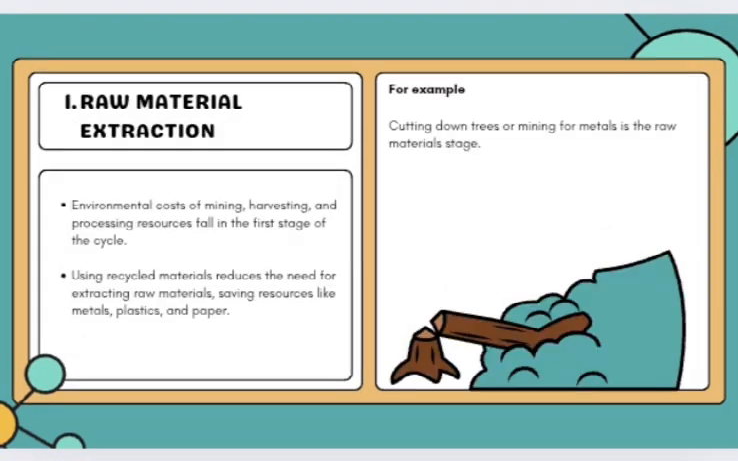The very first stage is raw material extraction. Environmental costs of mining, harvesting, and processing resources fall in the first stage of the cycle. Using recycled materials reduces the need for extracting raw materials, saving resources like metals, plastics, and paper. For example, cutting down trees or mining for metals is the raw materials stage.